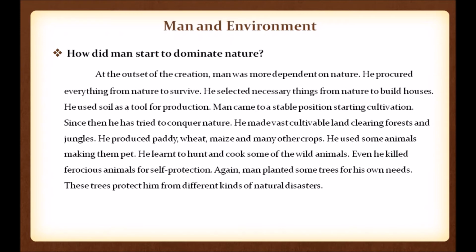He made vast cultivable land, clearing forests and jungles. He produced paddy, wheat, maize, and many other crops. He used some animals, making them pets. He learned to hunt and cook some of the wild animals. Even he killed ferocious animals for self-protection. Again, man planted some trees for his own needs. These trees protect him from different kinds of natural disasters.